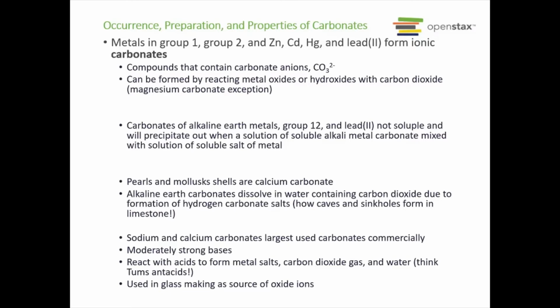So all of our metals in group 1 and 2, and then zinc, cadmium, mercury, and lead 2 form ionic carbonates. These are compounds that contain carbonate anions, which is CO3 2-. We can form them by reacting a metal oxide or hydroxide with carbon dioxide, with magnesium carbonate being an exception.